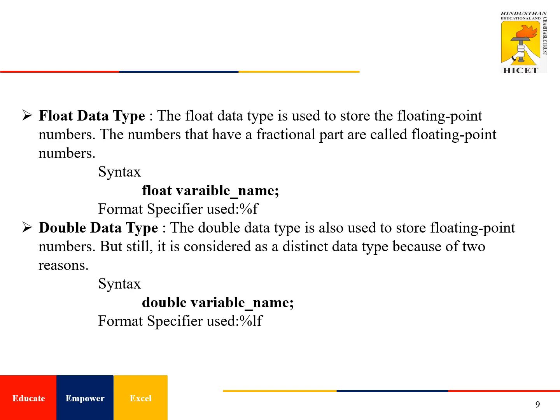And the last primary data type is double, and it is also used to store floating point numbers. The syntax for double is double variable name, that is double x, double y, double a, or double var. So whatever variable name you want to give in the program you can use here. And the format specifier used is %lf. This is the difference between the float data type and double data type.